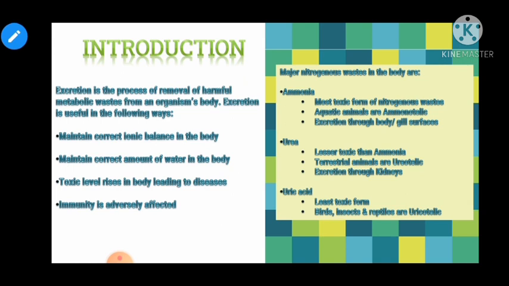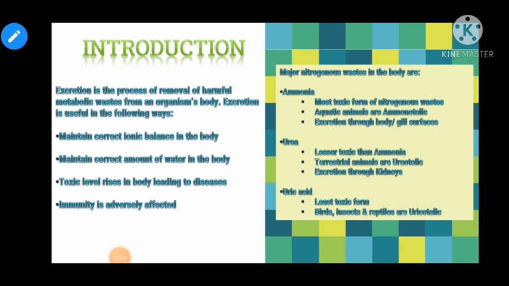So I hope you got it, that the major forms of excretory products are ammonia, urea and uric acid. The organisms, mostly aquatic organisms, which eliminate ammonia are ammonotelic. Organisms which excrete urea are ureotelic, and organisms which excrete uric acid are termed as uricotelic. So these are the different categories of animals depending upon the product which they eliminate.